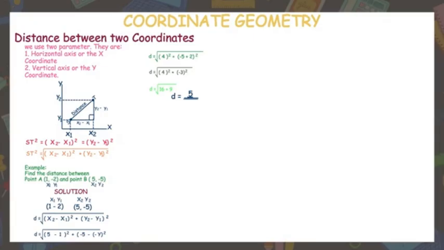That is the distance between two coordinates using this formula. Now, the next thing we are going to look at, the midpoint coordinates.